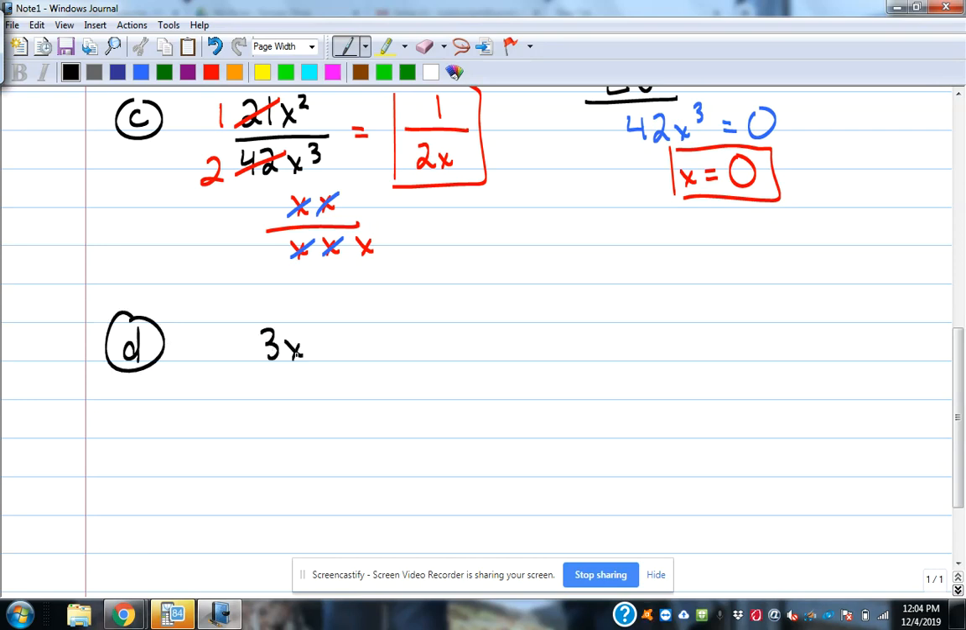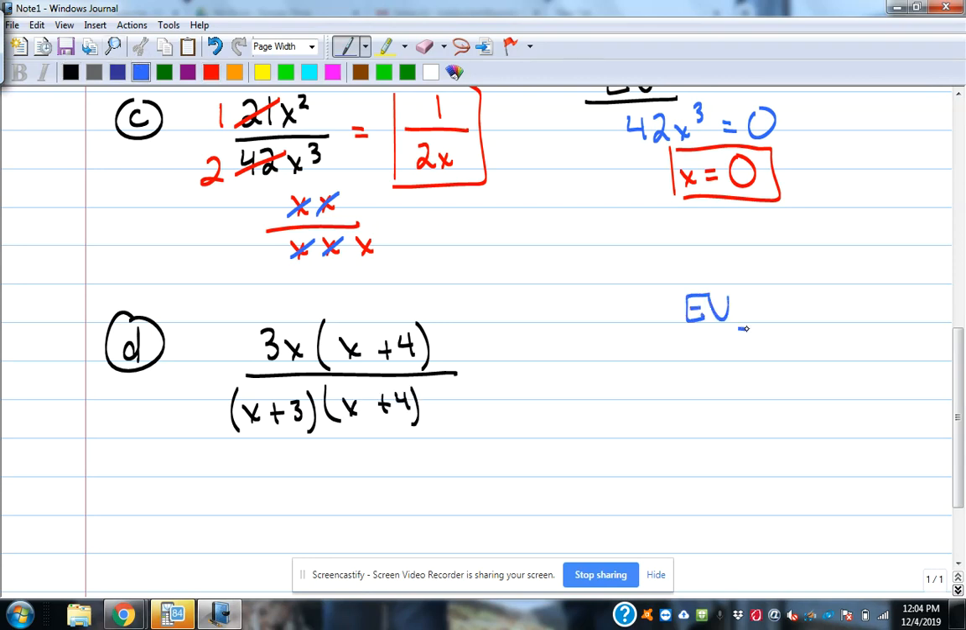Let's look at this one. 3x parentheses x plus 4 over x plus 3 parentheses x plus 4. And before I forget, write EV over there so I remember to find my excluded values. So in order to find my excluded values, what do I do? Set the denominator equal to 0. So I'm setting the factors x plus 3 times x plus 4 equal to 0. And then what do we do with each of those factors? Solve. Set those equal to 0 and solve.